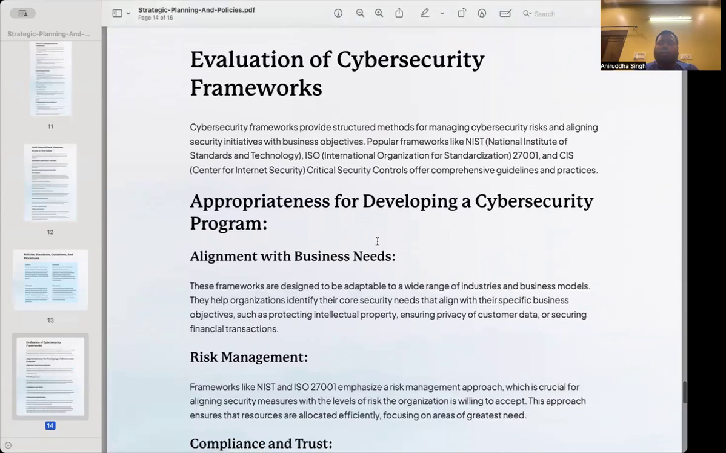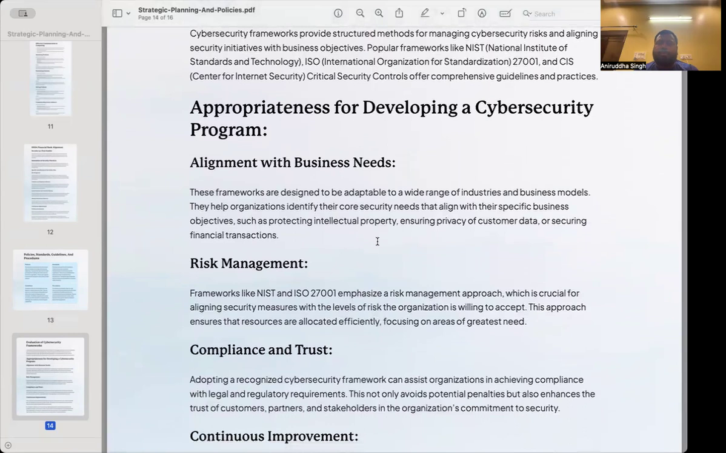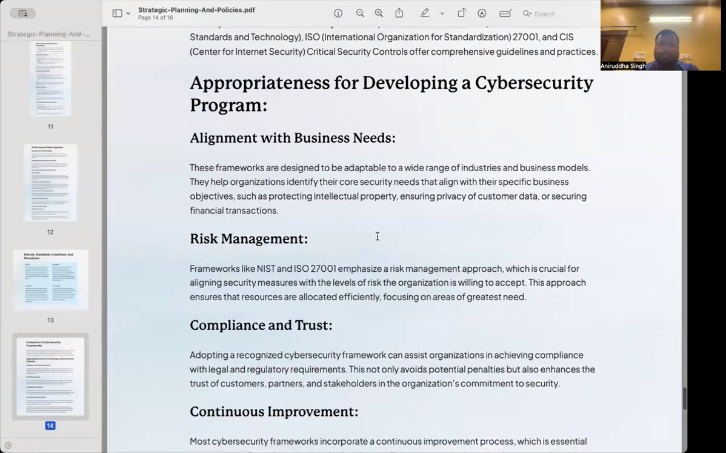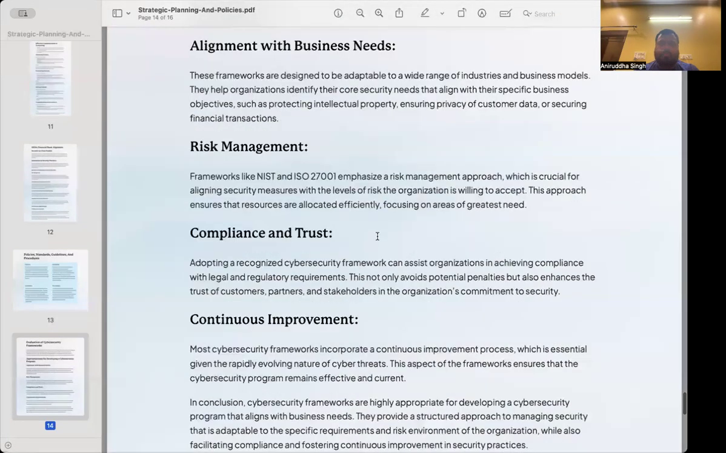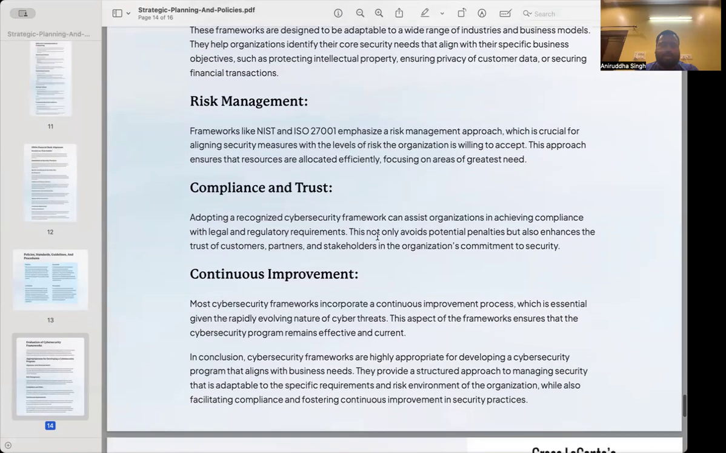Now, how can we evaluate cybersecurity frameworks? So, we need to first make sure that our cybersecurity program aligns with our business needs, such as protecting our intellectual property, protecting our customer data, or securing our financial transactions. Risk management needs to be there. Frameworks like NIST and ISO 27001 emphasize a risk management approach. This approach ensures that resources are allocated efficiently and focus on areas of greatest need.